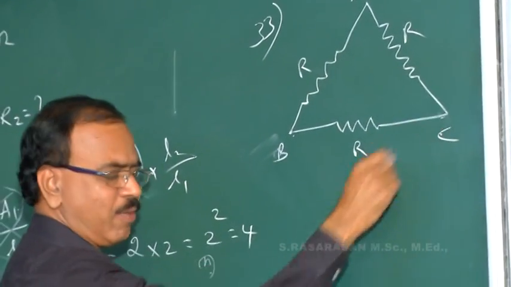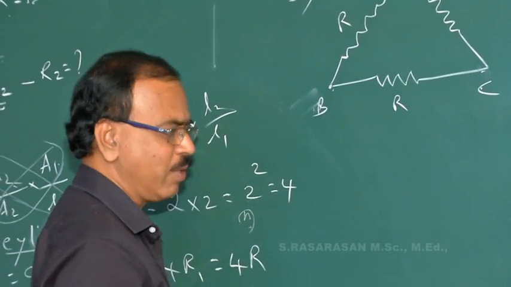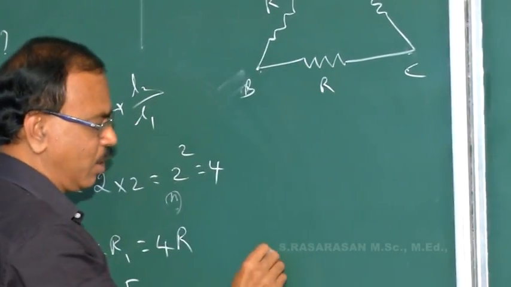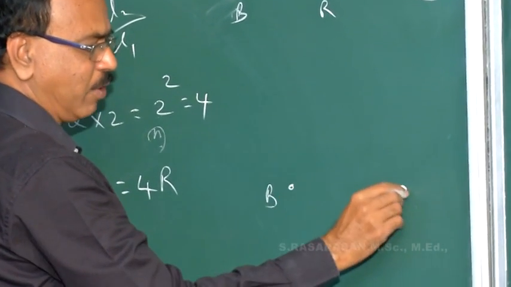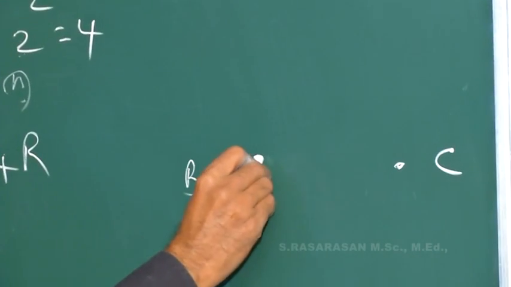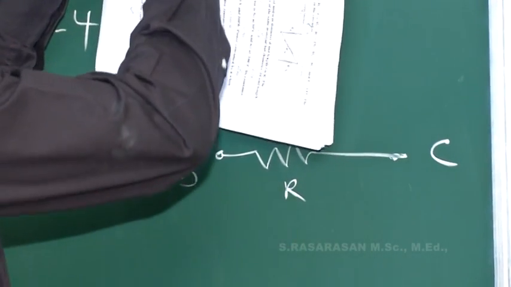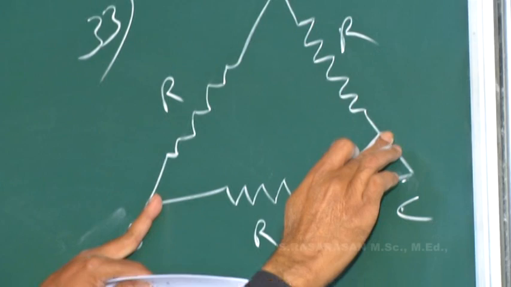Between B and C, what is the equivalent resistance or effective resistance? Yes, it is possible to redraw the circuit. Between B and C there is resistance R. About this point, now these 2 resistors are in series combination.